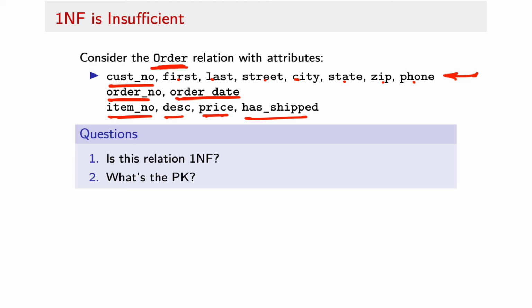So the first question is, is the relation in first normal form? And maybe what you want to do is pause the video here and stare at that list of information and answer that question. Are we likely in first normal form? And secondly, if we are, what's the primary key? So take a second and think about that.